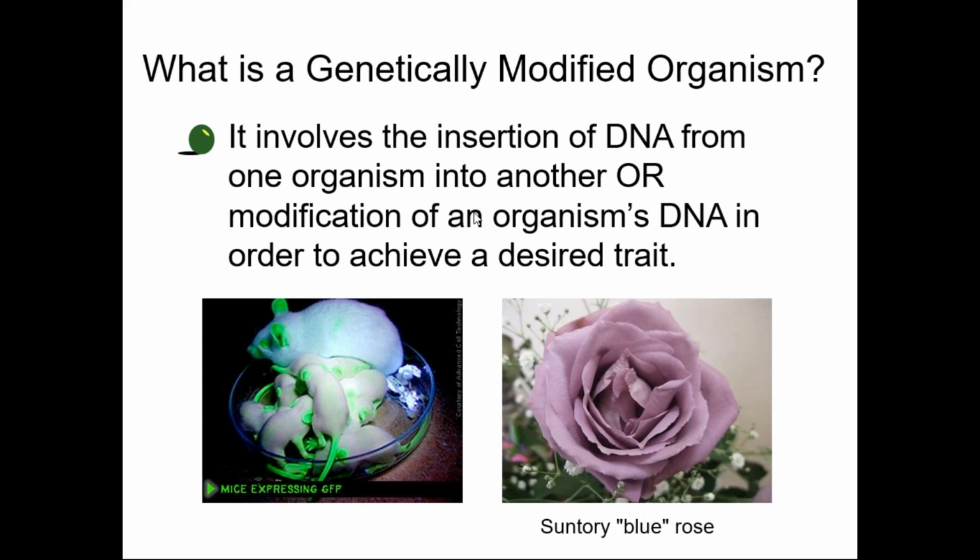What you see on the right hand side is mice expressing the green fluorescent protein, and here you have a blue rose which has a different color altogether. So GMO is genetic modification where you can insert DNA from another organism into the organism of your choice to get the desired trait that you want.